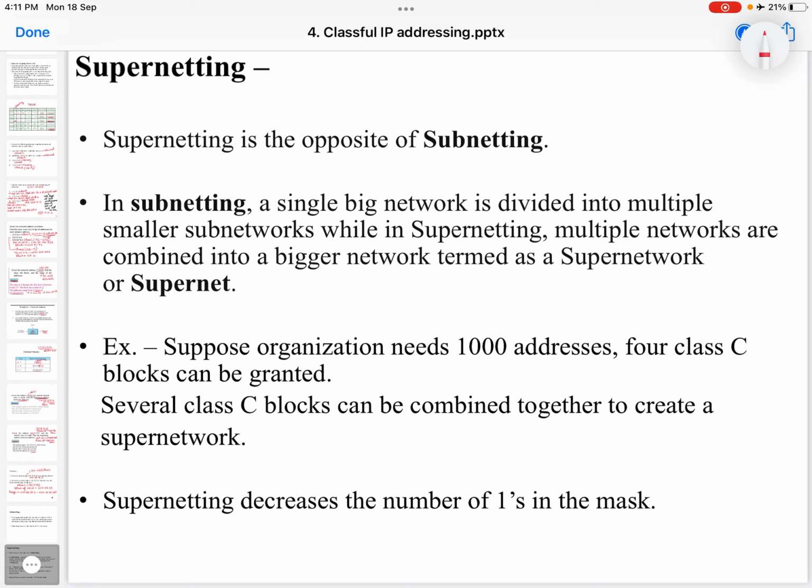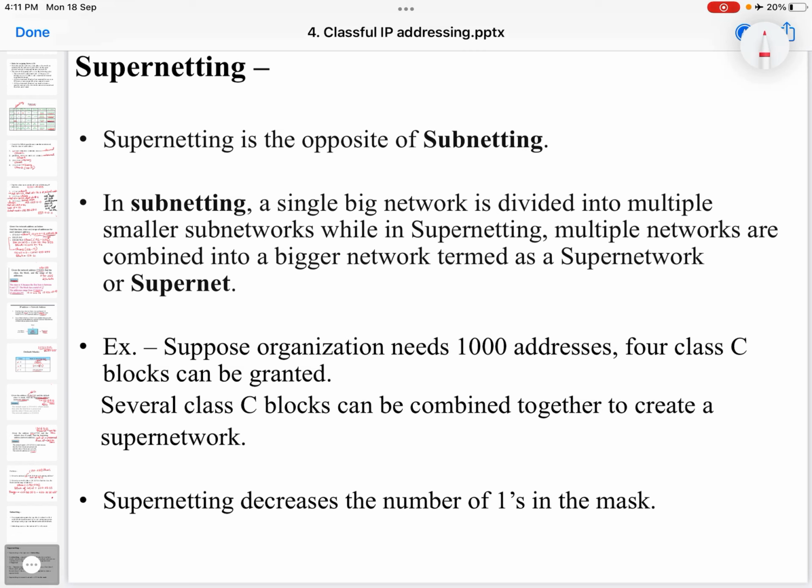Supernetting. Supernetting is the opposite of subnetting. In subnetting, a single big network is divided into multiple smaller subnets, while in supernetting, multiple networks are combined into a bigger network termed a super network or a supernet. So when a single big network is divided into smaller networks, we say subnetting. When smaller networks are combined to form a bigger network, we say supernetting.